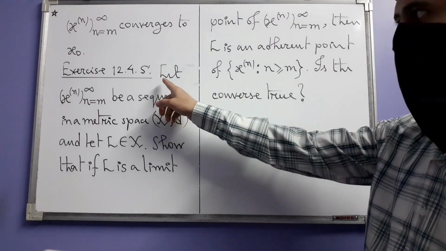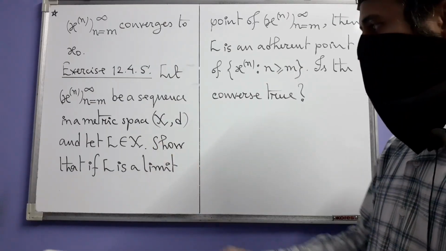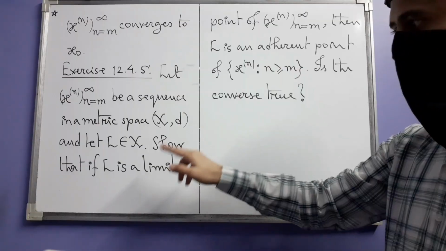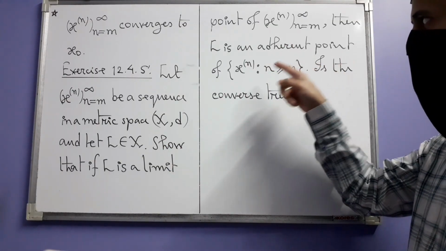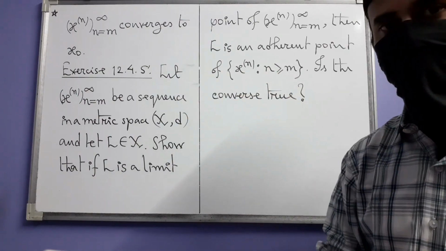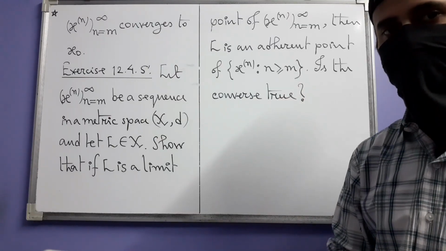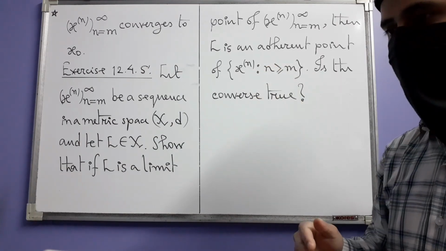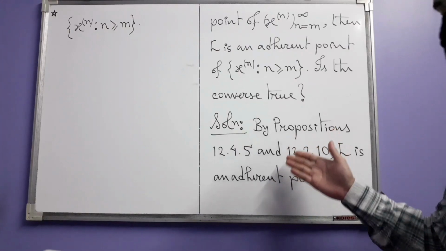Next we have exercise 5, where x_n is a sequence in a metric space (X, d) and let L be a point in X. Now say our sequence has L as a limit point. Then we have to prove that L is an adherent point of the set of all terms of our sequence. And we have to also answer if the converse is true. That means if L is an adherent point of this set, is it necessary that L will also be a limit point?